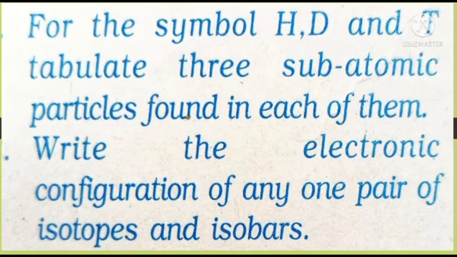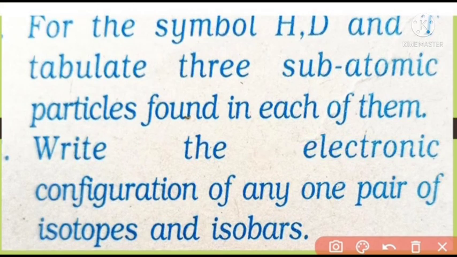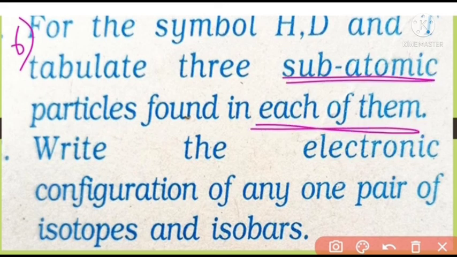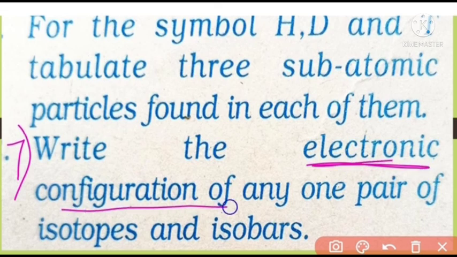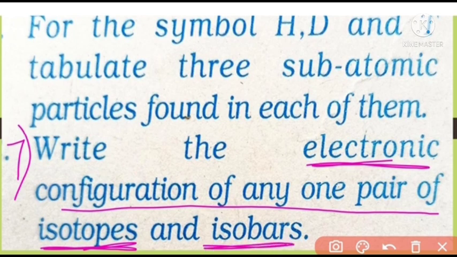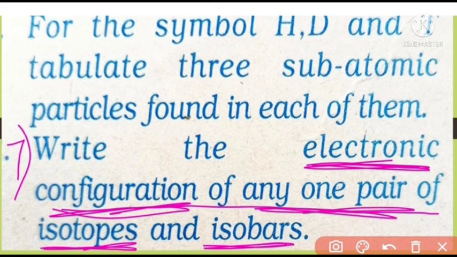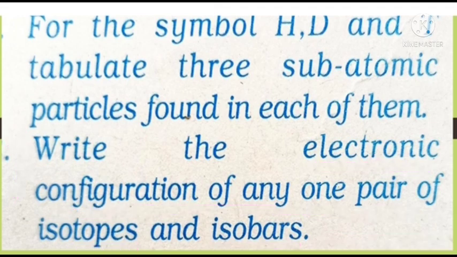The sixth question: for the symbols of hydrogen, deuterium and tritium, write the subatomic particles found in each of them. So this is the sixth assignment question. Next, the seventh one: write the electronic configurations of any one pair of isotopes and isobars. This is your choice. So this seventh question is the assignment topic.